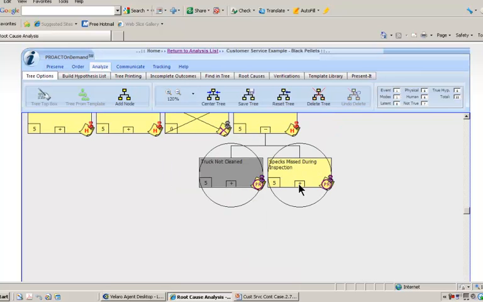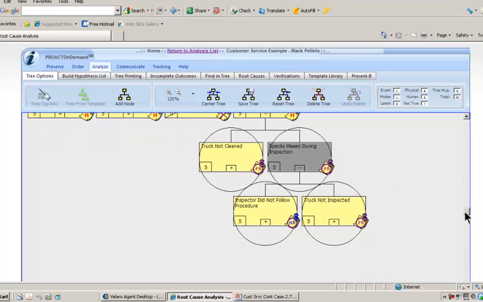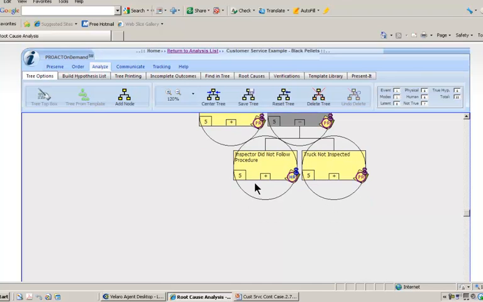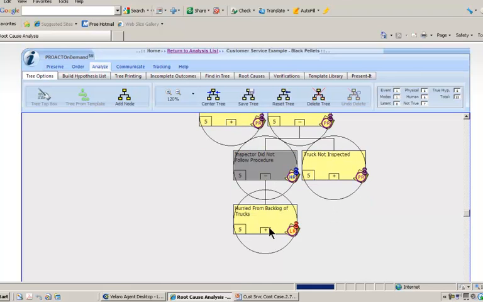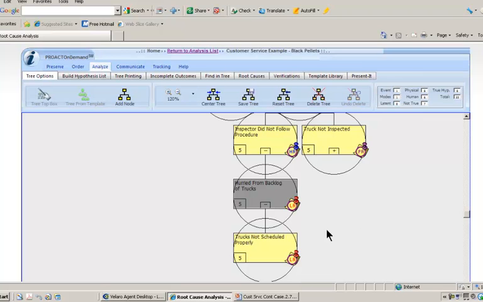Okay, the specks were missed during the inspection. Why were they missed during the inspection? The inspector did not follow the procedure, and the truck was not inspected. Why wouldn't we follow the procedure? We were hurried from a backlog of trucks, and this was due to the trucks not being scheduled properly. Again, we had an uneven load where the number of trucks per inspector was too much for that one inspector, so we start to take shortcuts.